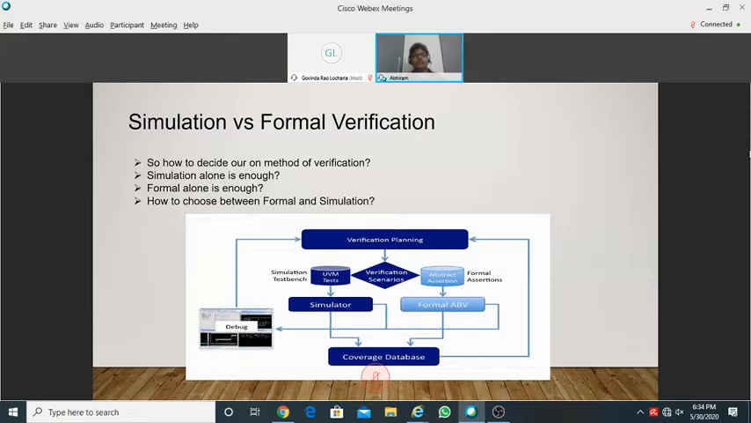Mostly formal is used for very complex state machines which have multiple state transitions. For those kinds of designs, formal is used, but for all other applications our traditional simulators are used because of the simplicity and the model building complexity, which is lesser compared to formal. Okay, going to the next slide.